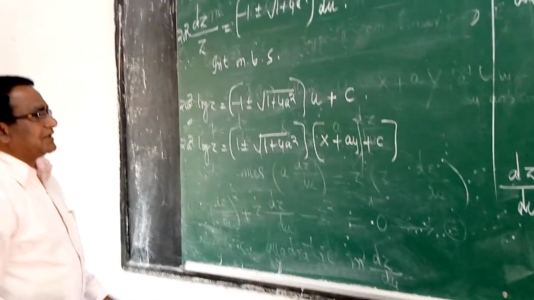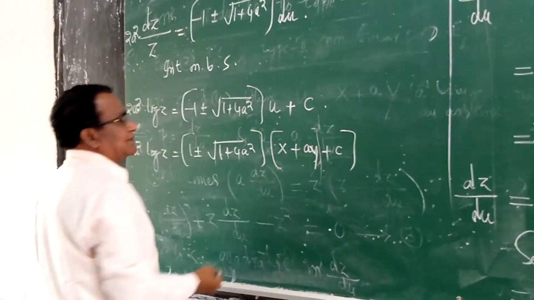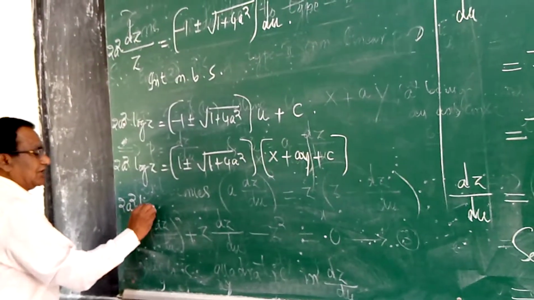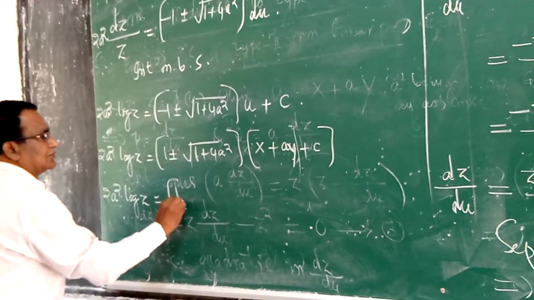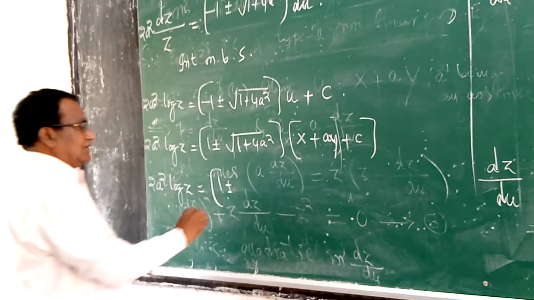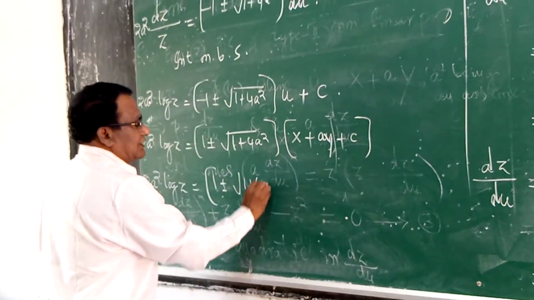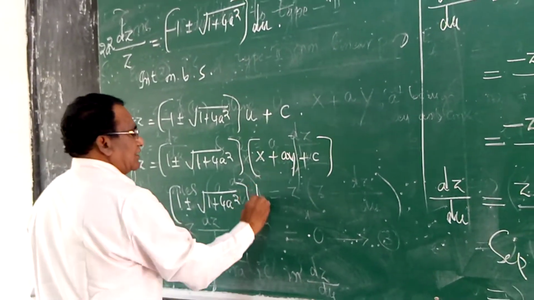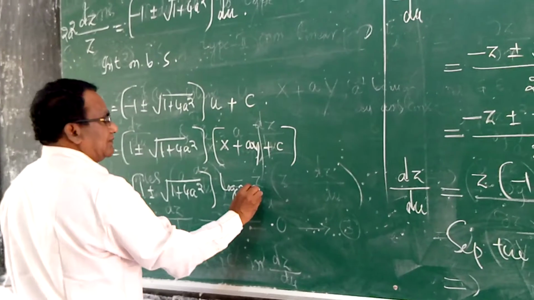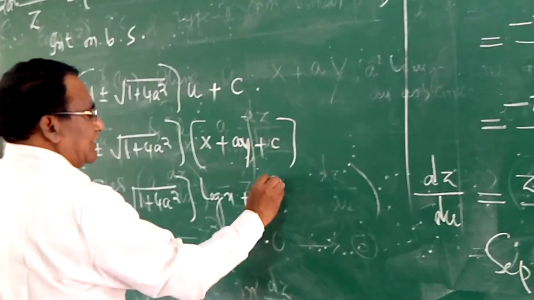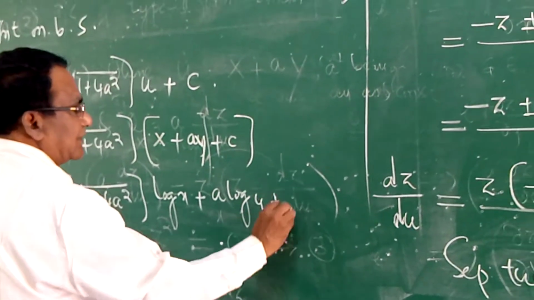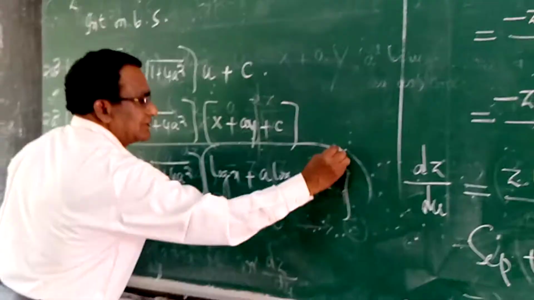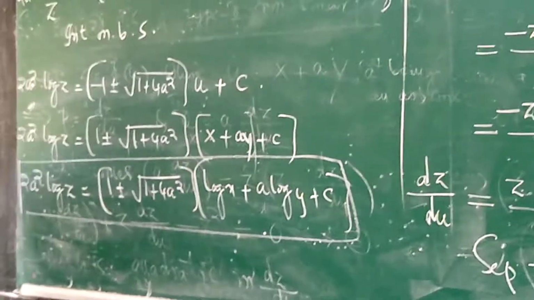But your capital X plus a into capital Y, that is 2a squared into log z is equal to minus 1 plus or minus root of 1 plus 4a squared, write it as it is, into capital X, which is log small x, plus a into capital Y, which is log y, plus c. Yes, this is your required solution.